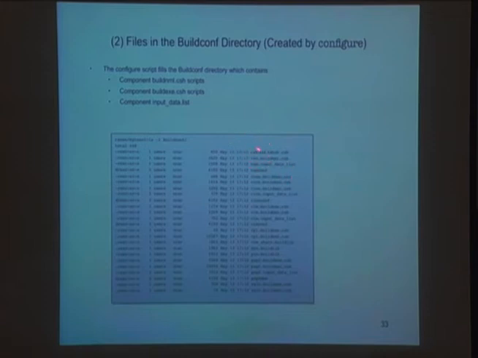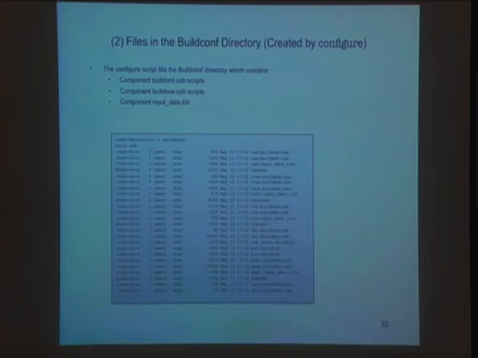So here for the CAM model, the first thing is, I can't read it up there, build exe, right? That's going to compile the CAM code. That's the script that does it. Below it is build NML. That's the script that's going to build the namelist file that CAM's going to read. And then the third one there is the CAM input data list.